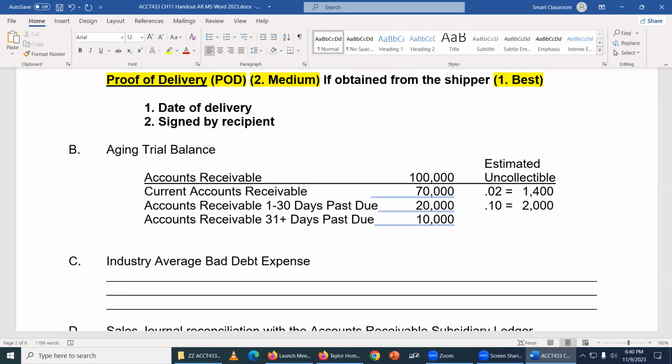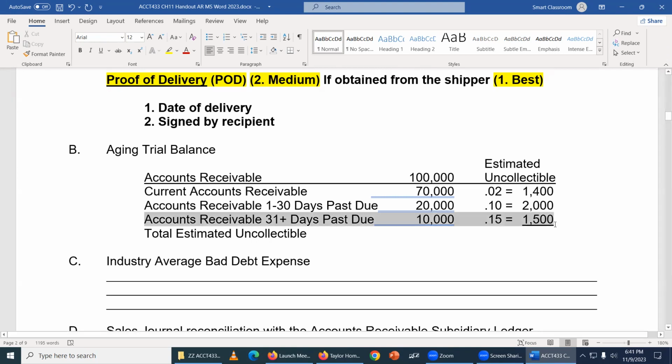And $10,000 is 31 days or more. So how much of those are going to be uncollectible? Something more than 10%. 15? Okay. So say 1,500. So this will be our estimate of what is uncollectible. So an aging of trial balance is simply that you age it, you take each of these accounts, the total is 100,000, but we're going to age them. And so our total estimated uncollectible will be whatever those are together. 4,900. Thank you.